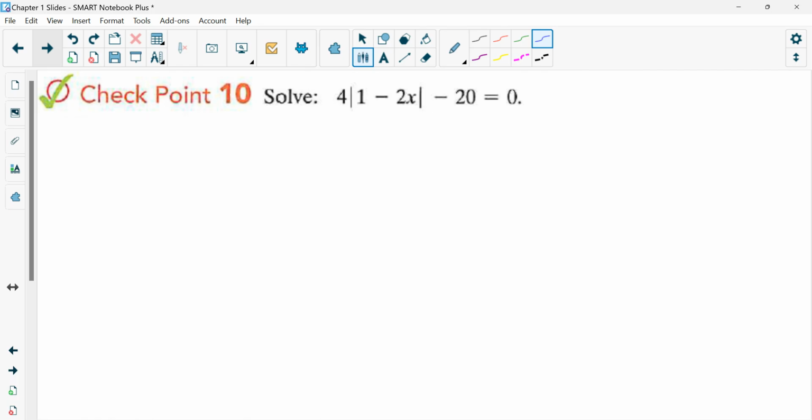All right, the next problem is a little bit trickier because we don't have the absolute value isolated already. Therefore we have some work to do before we can make it into the two equations right away. Like we said, we're going to isolate that absolute value using PEMDAS backwards. So I'm undoing addition and subtraction first. There is a minus 20 in my problem, so I'm going to undo that by adding 20.